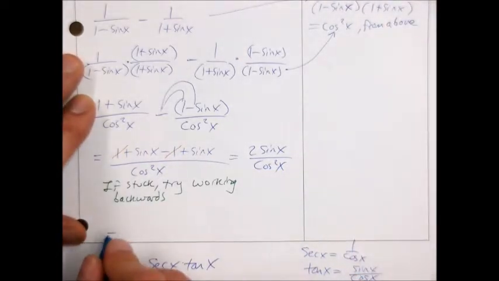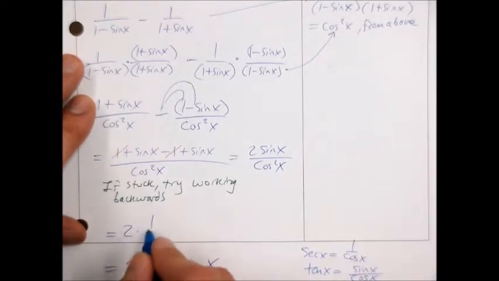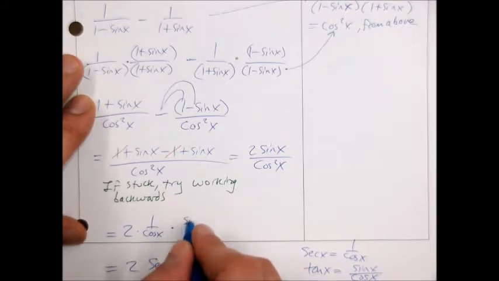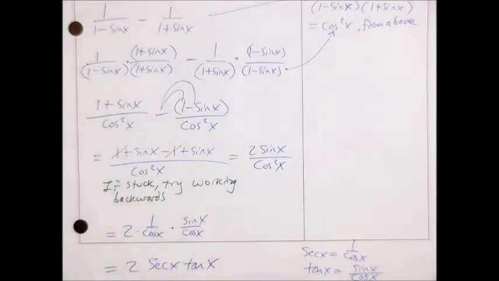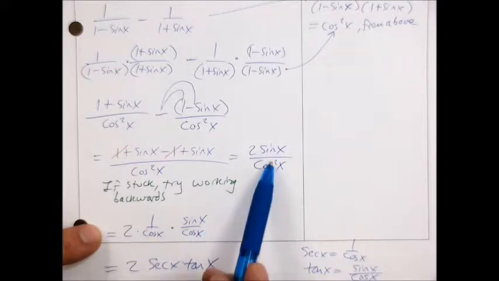Secant is 1 over cosine, so this becomes 2 times 1 over cosine. Tangent is sine over cosine, so this is sine over cosine. And you can see we're almost directly getting what we're looking for. Because now we can multiply all these things together, and it would be what we're looking for, right?